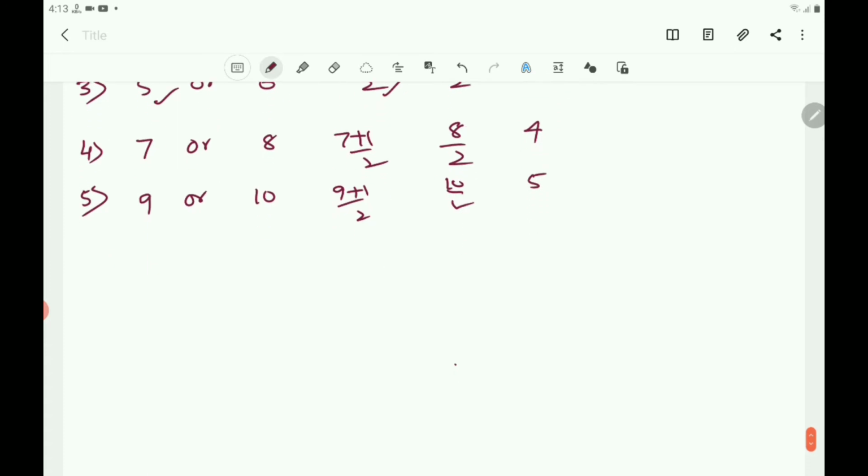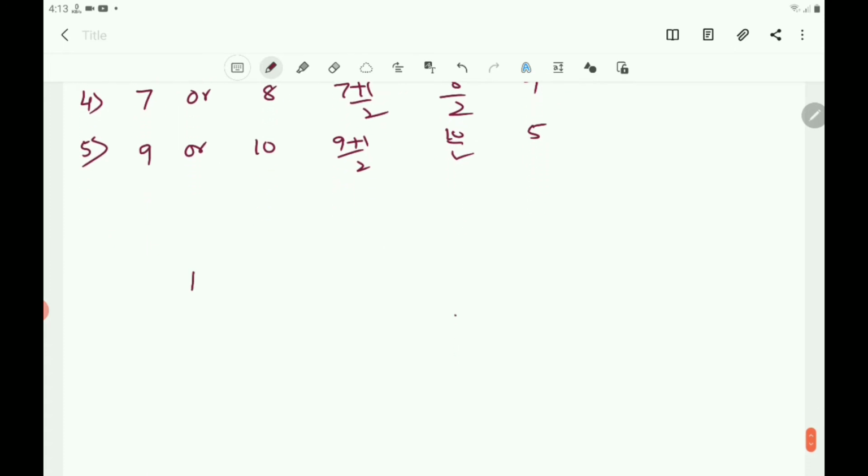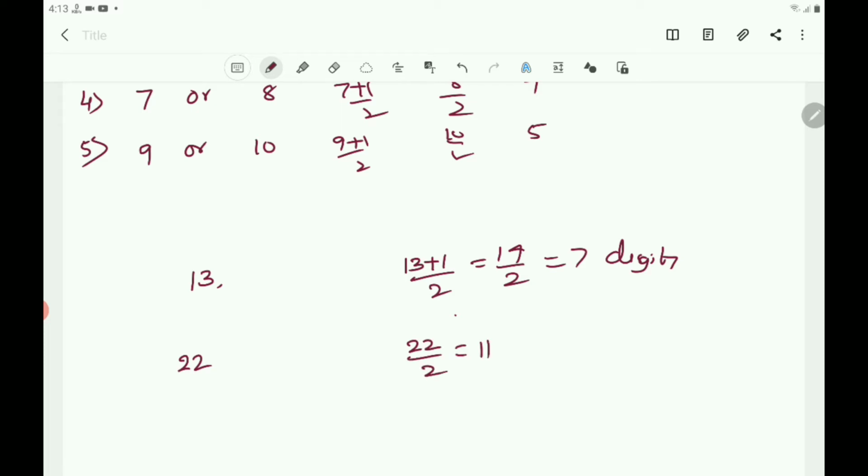So for example, if there are 13 digits in the square number, how many digits are there in its square root? As 13 is odd, you have (13 plus 1) by 2, that equals 14 by 2, 7 digits. There are 7 digits. So if there are 22 digits in the square number, then its square root has 22 by 2 equals 11 digits.